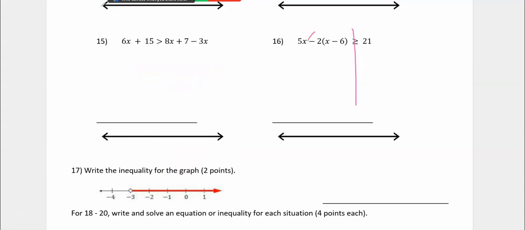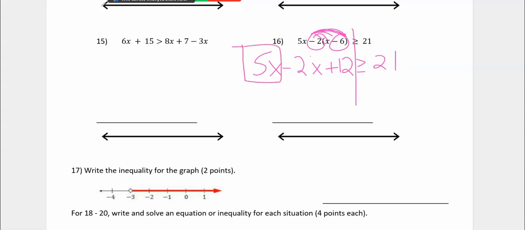For 16, you want to start by distributing. Always do that first if you can. Be careful, distribute negative 2. So negative 2 times x is negative 2x. People will mess up this sign. Negative 2 times a negative 6 is positive 12.